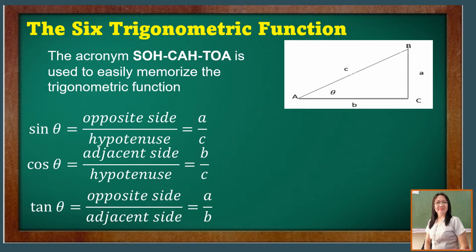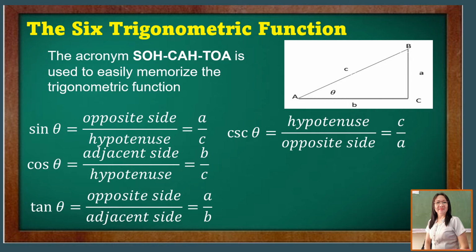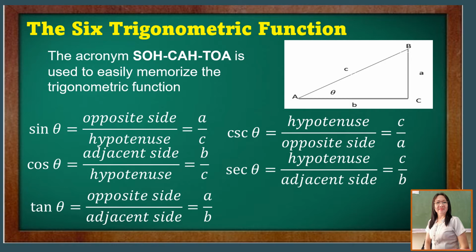And tangent theta is the opposite side over the adjacent side. So in the figure, it represents A over B. Now, for the reciprocals of these functions, let us have cosecant theta, which is the hypotenuse over the opposite side, or C over A. Then the reciprocal of cosine is secant. So secant theta is hypotenuse over adjacent side, which is represented as C over B.